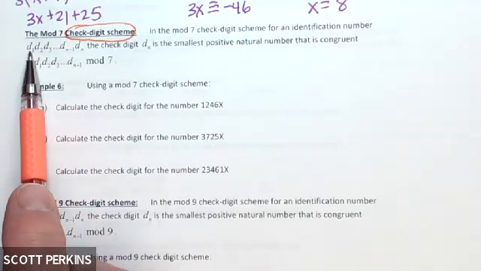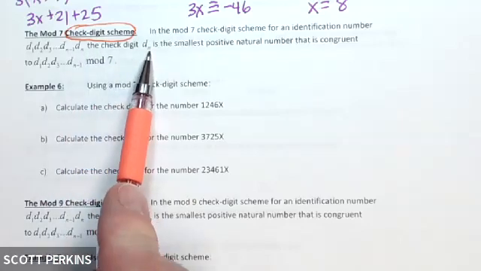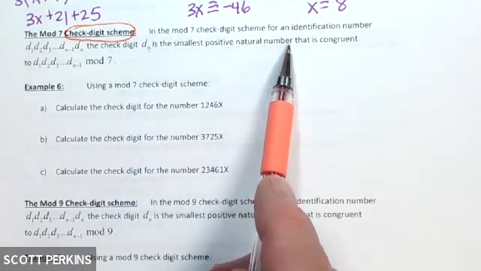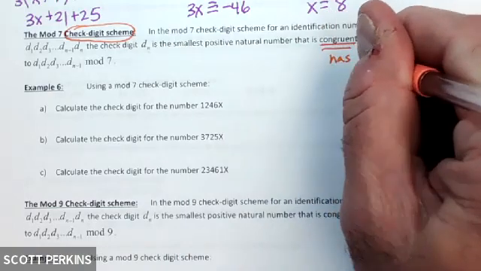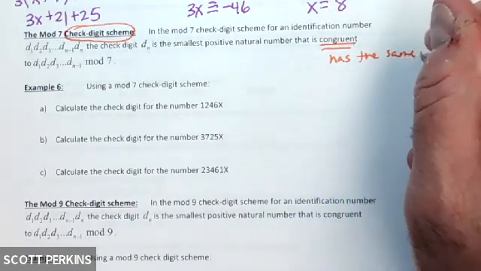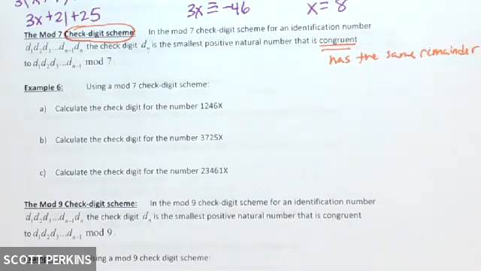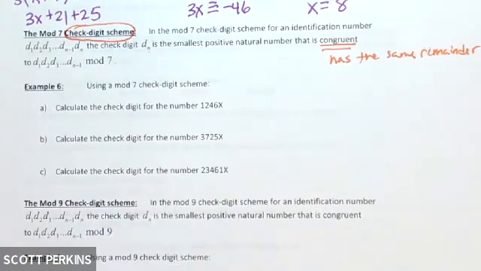I start with my first digit, go all the way to my nth digit, however many I have. The last digit is called the check digit, and it is the smallest positive number that is congruent, meaning has the same remainder, as the other digits. Now I know that's kind of goofy with all the notation. So if you don't quite get that, that's okay. Let's do this example. I'm going to show you exactly what's going on.